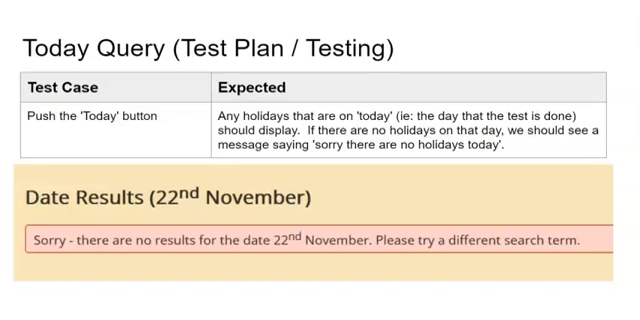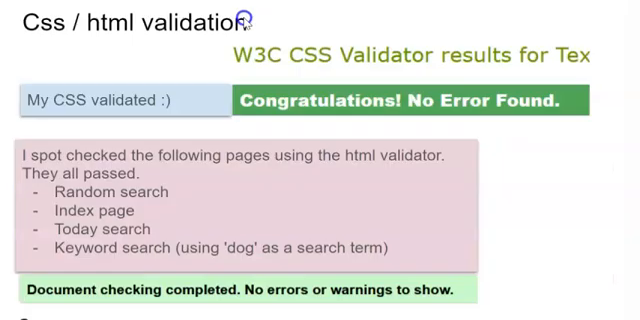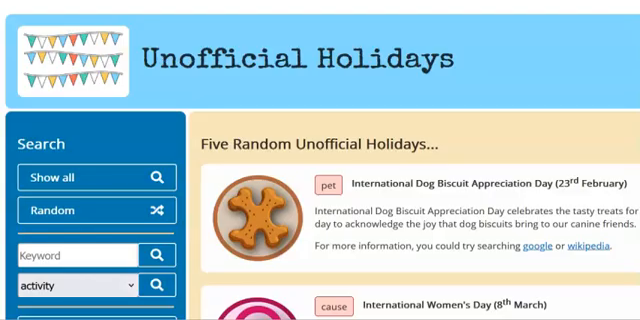And the great news is that our outcome is almost complete. I've got testing for my Today query, and the last slide that I have is evidence that both my CSS and my HTML validate. In the next video, we're going to make some minor adjustments to our Today search, and at that point, we will be done.